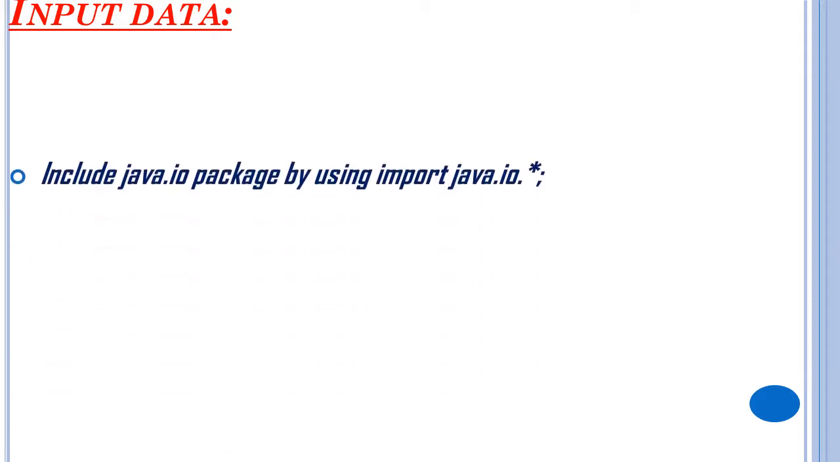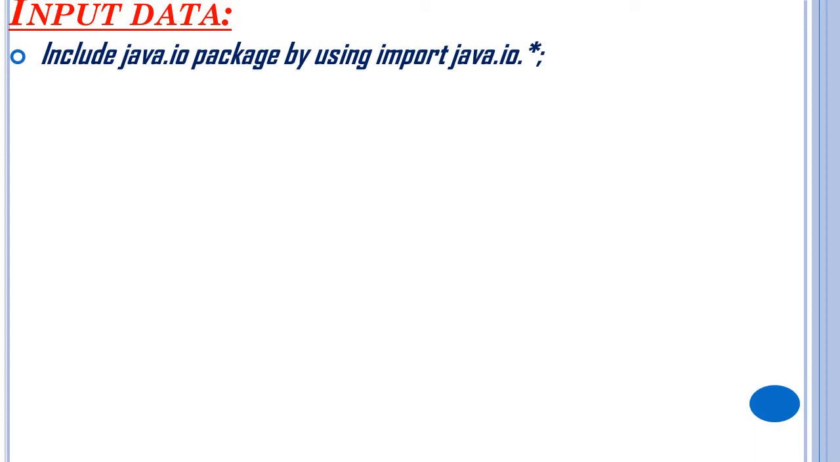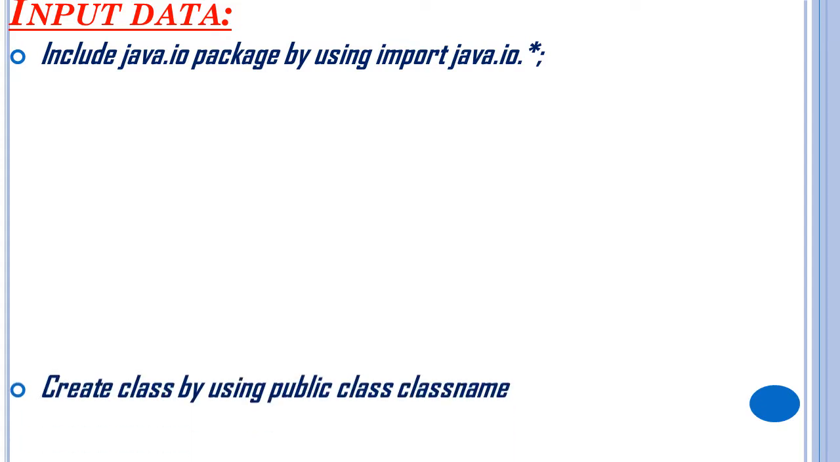I'll explain. First, you need to include the java.io package by using import java.io.* and a semicolon. At the beginning of the program you need to write this line. This is a package, the input output package. I have already said what the meaning of a package is. So the first line of the program, you need to write import java.io.* and one semicolon.